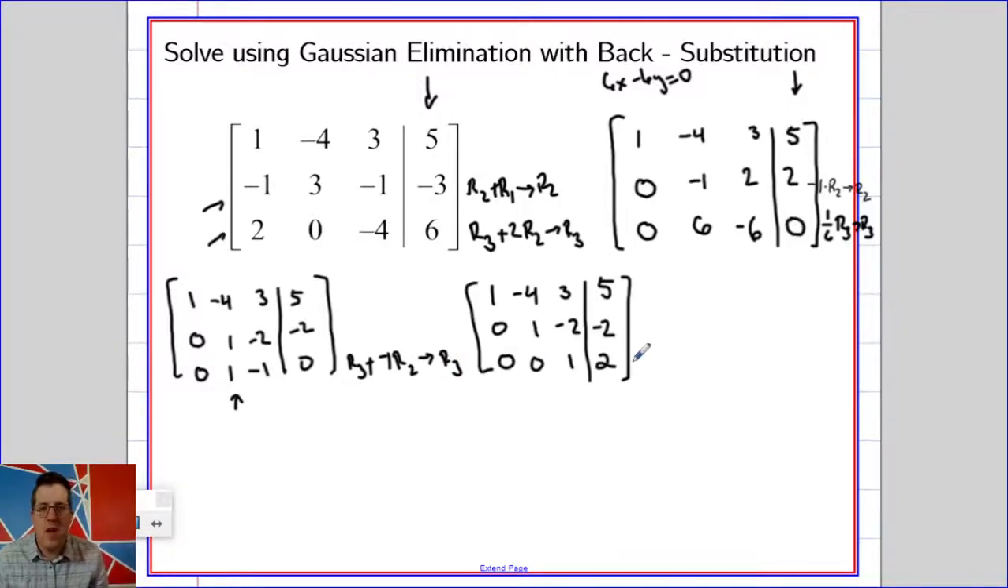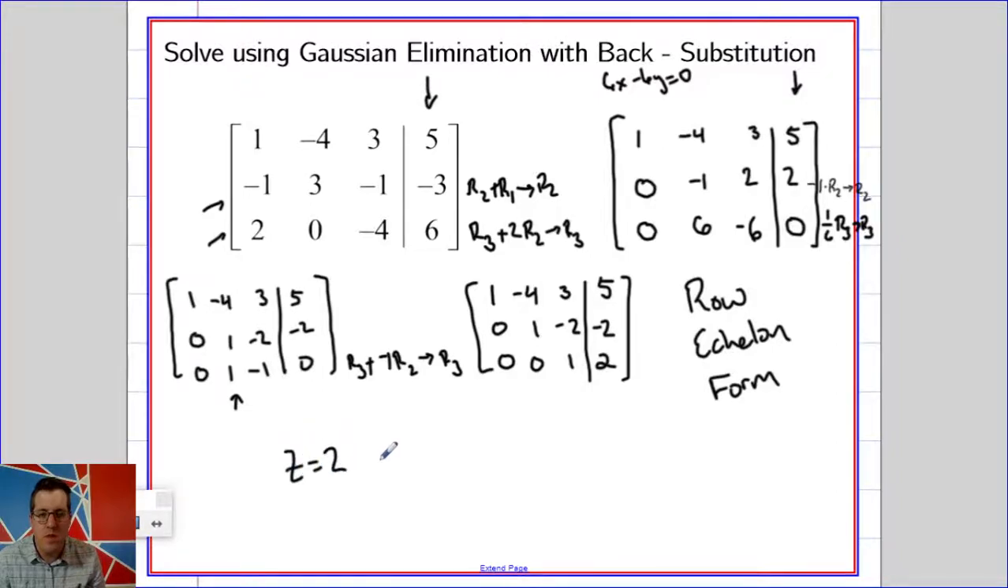Okay, at this step I am in what is called row echelon form. Now, I know we've talked about this before, but just as a reminder, that means that each row starts with a 1 and that every 1 has a 0 underneath it if it has a row underneath it. At this point, because we're doing Gaussian elimination with back substitution, we've just shown that z equals 2.